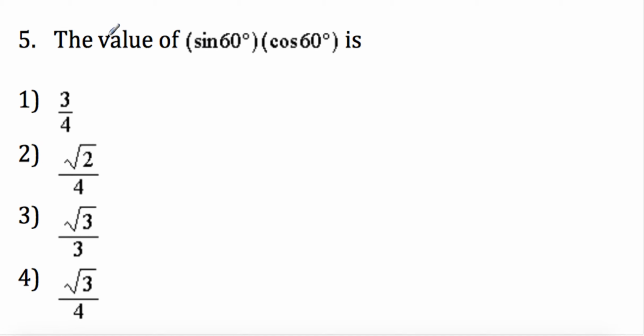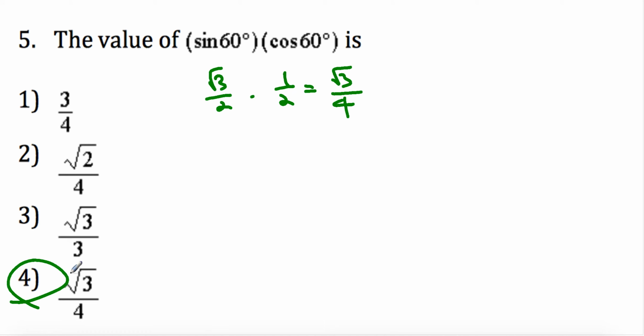Number 5. What is the value of this one? So what is sine of 60? Sine of 60 is square root of 3 over 2. What is cosine of 60? That's in fact 1/2. So when you multiply them, we get radical 3 over 4 becomes our answer, which is choice 4.